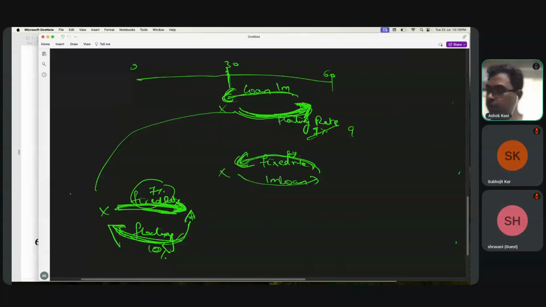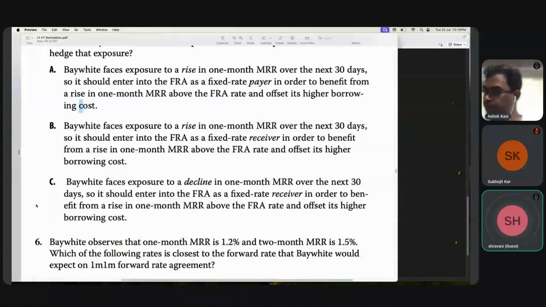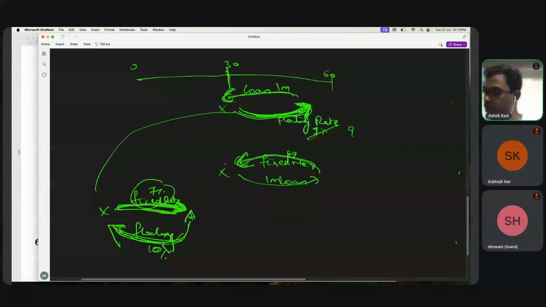Shravani, have you understood this one? Yes, I understand. Okay. Subhajit, you got this one? Yeah, sure, I got it. Okay.